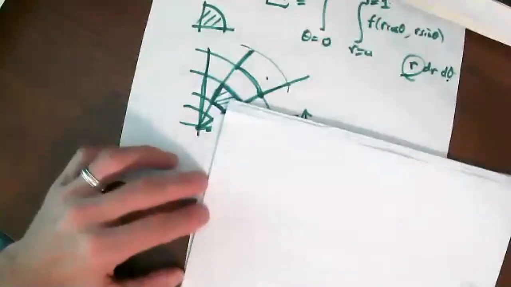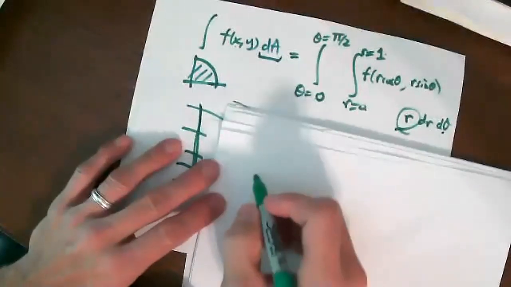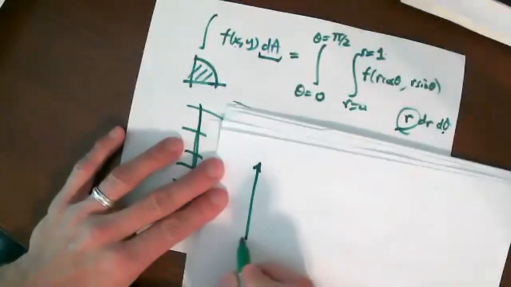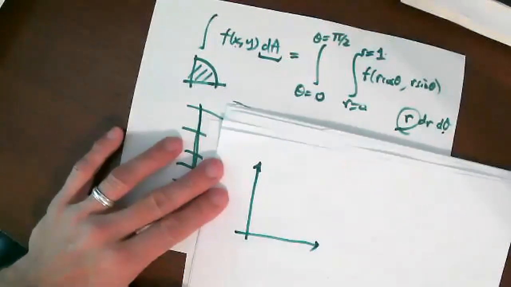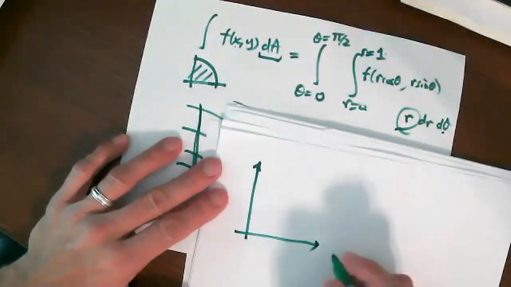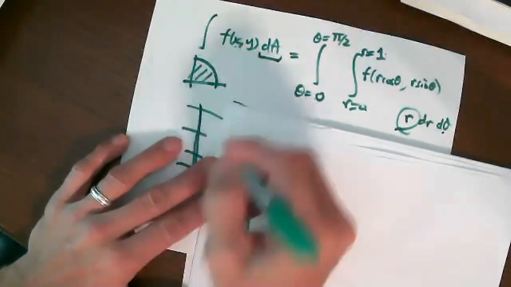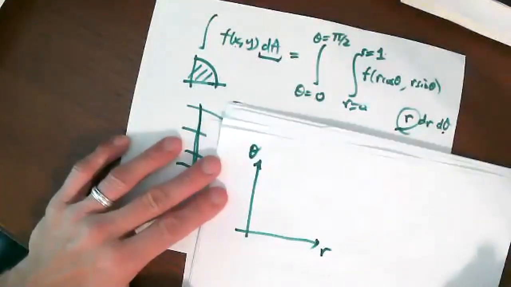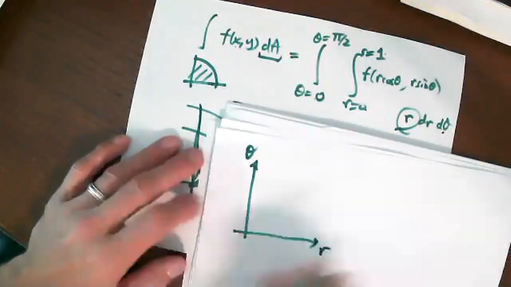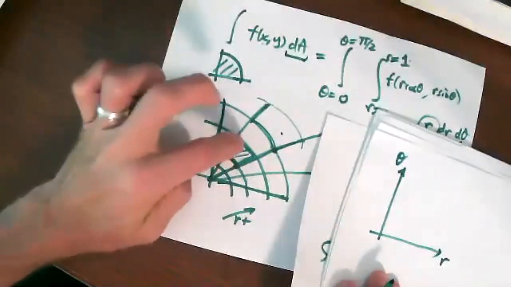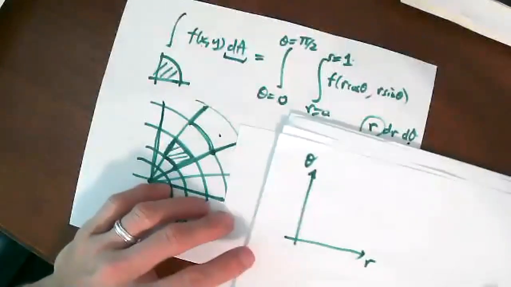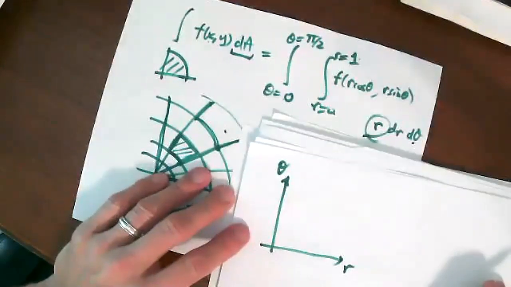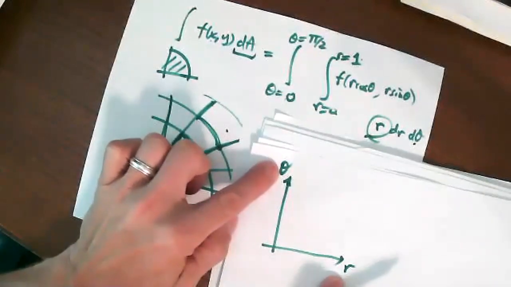But they are in fact constants, which means if you only look at the combinations of r's and thetas, I'll put r's on this axis and thetas on that axis. All of the combinations of r's and thetas that you see in this picture come from a rectangle in r theta space.